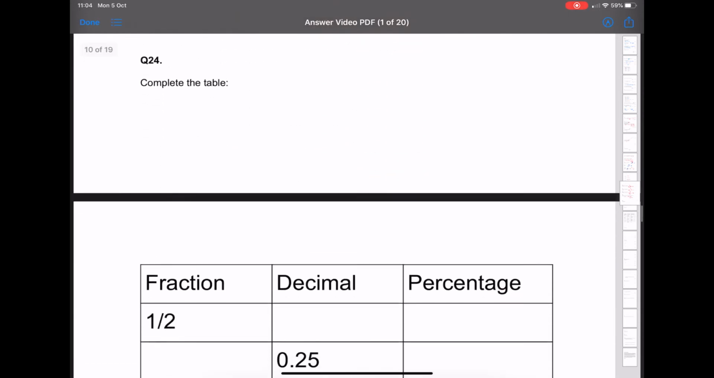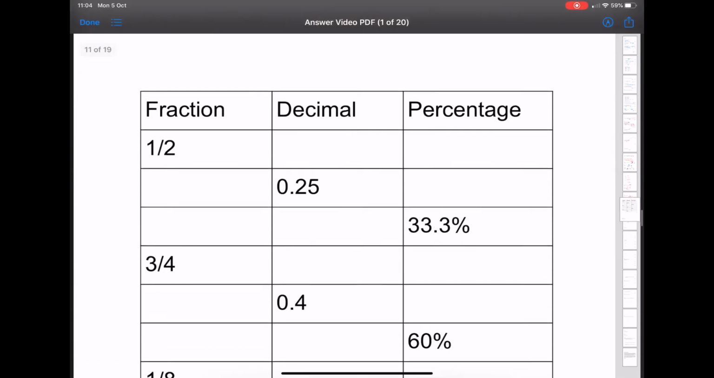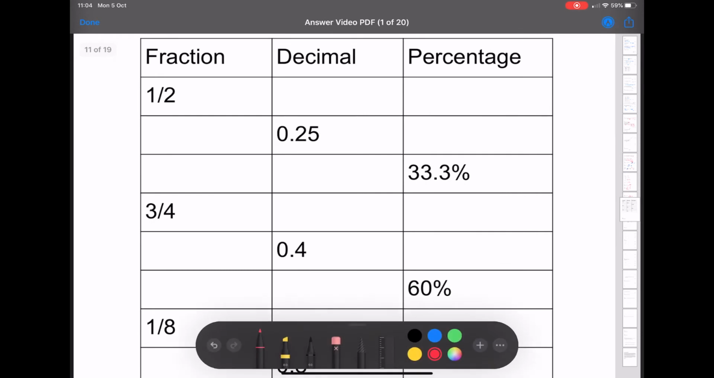Okay, I hope that helped. All right, question 24, going on to completing the table then. So again, you should all know these by now. I'm not going to go into too much depth with these. 0.5, 50%. 1/4, 25%. You should know all of these. If you don't know them by now, please learn them. The only other thing I didn't put on was the dot here, the recurring dot. Okay.